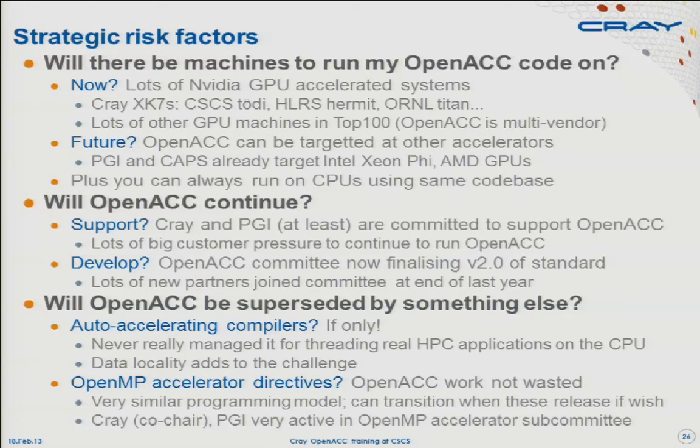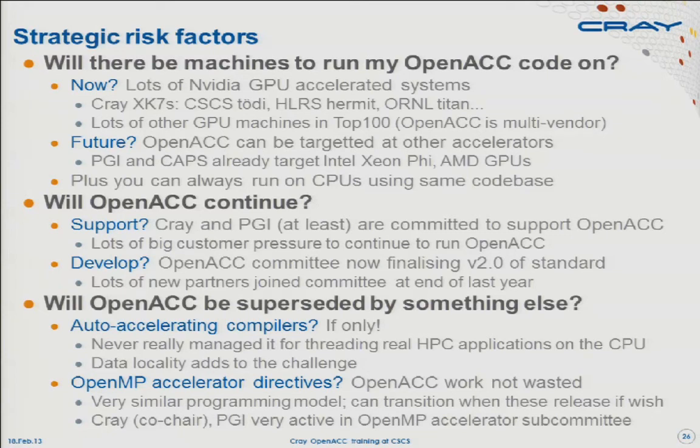What about OpenMP? They're thinking about accelerator directives. Well, an OpenACC port that you do, the work will not be wasted. It's a very similar programming model. You can transition to OpenMP accelerator directives very easily because you've been thinking about the parallelism, marking up parallelism. Yes, you might need to change the directives slightly, but the OpenMP work is not done yet. It's certainly not a standard. It's certainly not supported by compilers. So my advice would be start now with OpenACC, and you can transition to OpenMP as and when you wish.